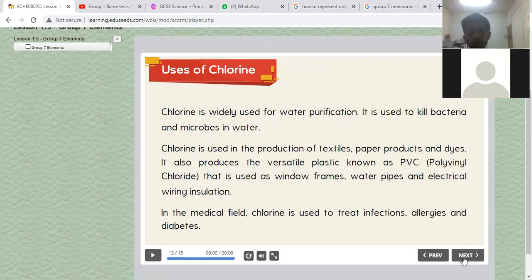Okay, next one is chlorine is used in water purification. Like in swimming pools and all that, right? We put chlorine because it will help to kill the bacteria. In a swimming pool it's very important because a lot of people come to swim in the pool, right? So we don't know what kind of bacteria they can carry with their body, right?